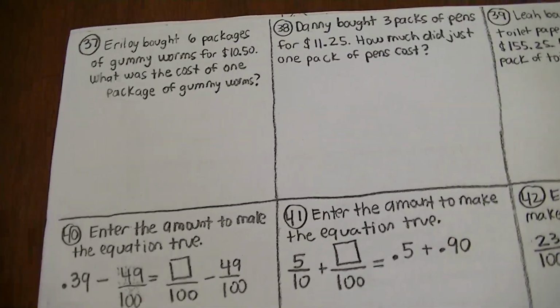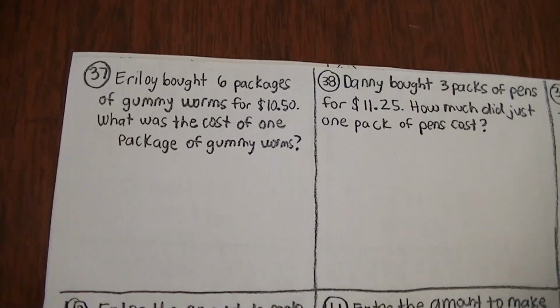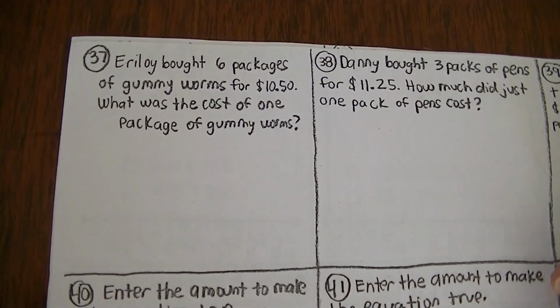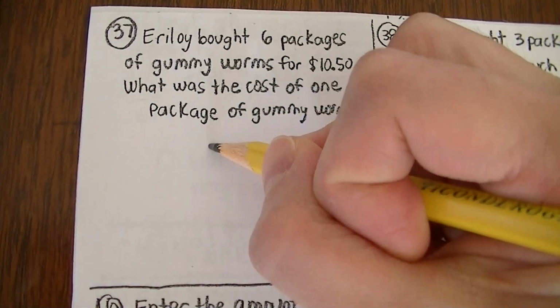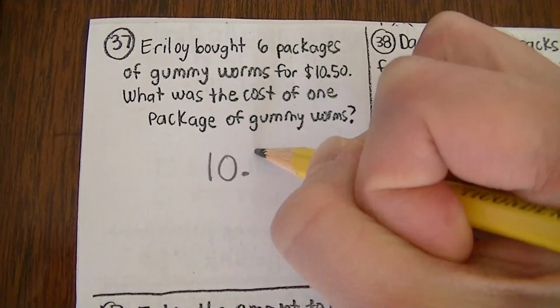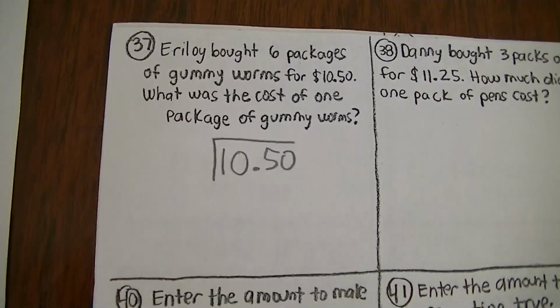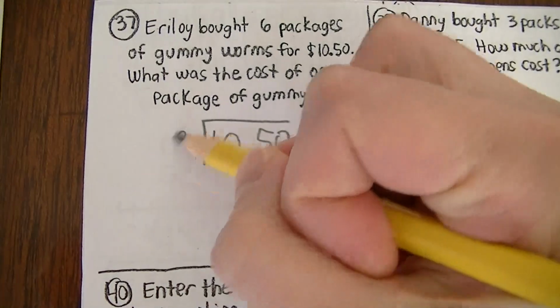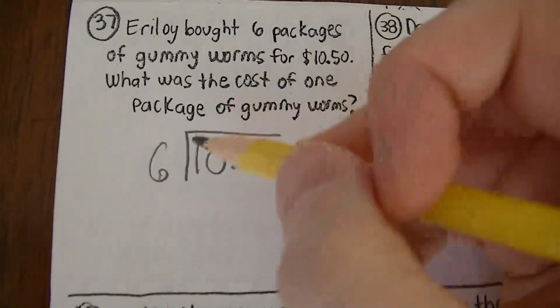$37. Erloy bought 6 packages of gummy worms for $10.50. What's the cost of 1 package of gummy worms? So the grand total of those 6 packages was $10.50. And we want to know how much one of them costs. So $10.50 for 6 of them. So $10.50 divided by 6, and now it's a division problem.